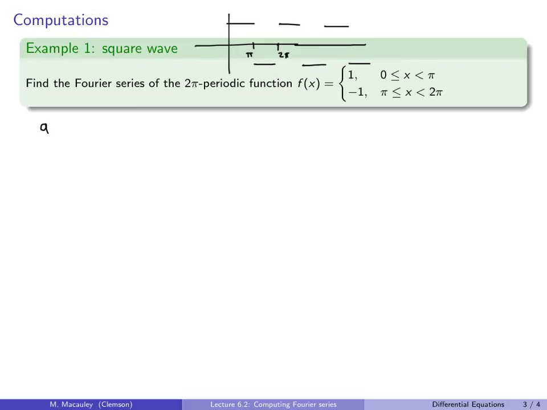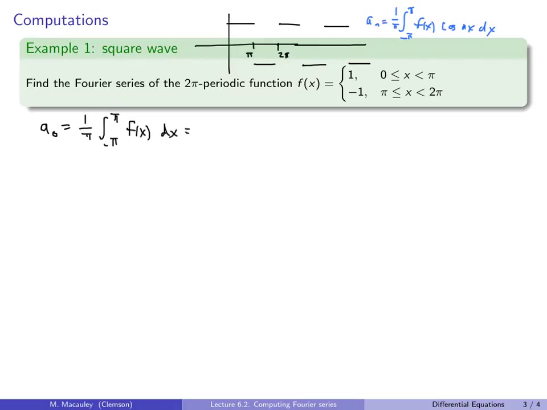So the first thing to do is compute a naught. Let me actually remind you what the formula is. I'll put it up here. So a_n is 1 over π times the integral from negative π to π of f(x) cosine of nx dx. And then the b_n is the same thing, it's just a sine instead of a cosine. So remember, this works for n equals 0 as well, but we have to do this one separately because integrating a function times cosine is not going to be the same as integrating it. It's function times 1. So a naught is 1 over π, integral from negative π to π, of the function f(x) times 1 dx.